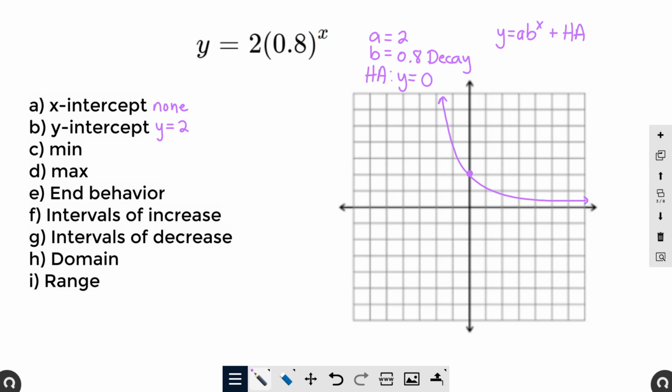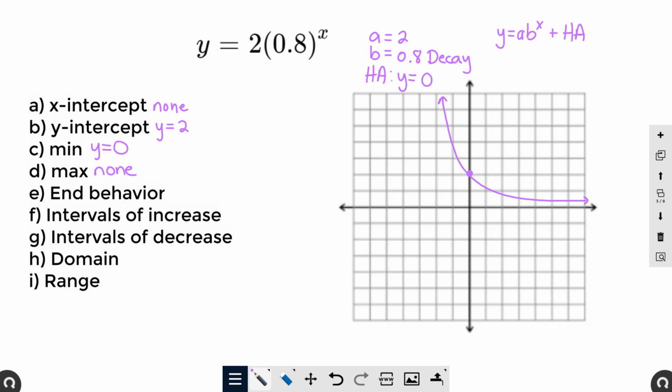Yeah, so our minimum point is the lowest point on the graph. Now, it doesn't actually touch or cross 0, but it gets real close, right? So if you were to estimate, you would still say your minimum is at y equals 0 because it gets real close to that x-axis. Is there a max? No. So none. Your max is your max value. There's no max value here because that graph keeps going up forever.